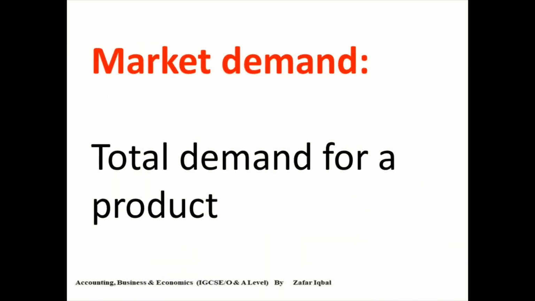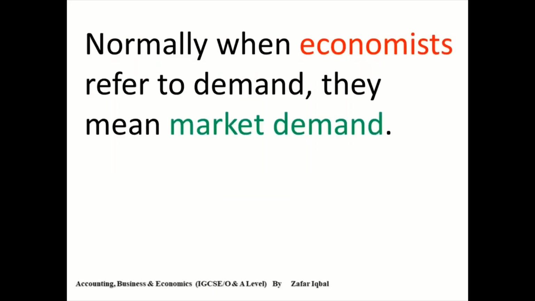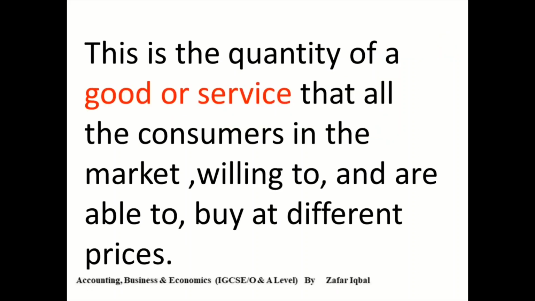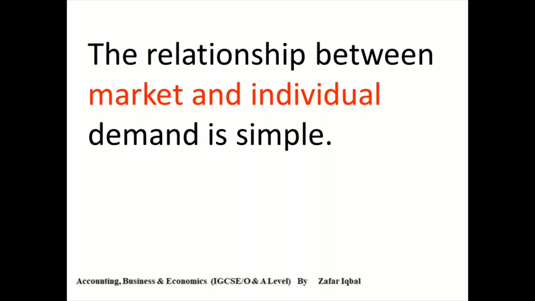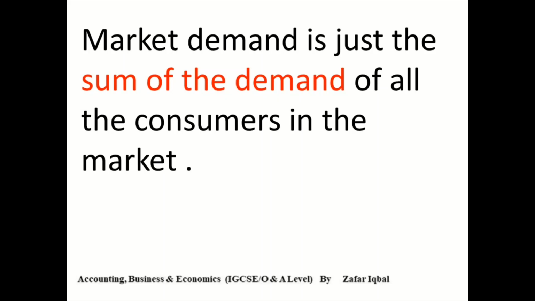Market demand is the total demand for a product. Normally, when economists refer to demand, they mean market demand. This is the quantity of a good or service that all the customers in the market are willing and able to buy at different prices. By contrast, individual demand is the quantity that a particular individual, such as yourself, would like to buy. The relationship between market demand and individual demand is simple. Market demand is just the sum of the demand of all the customers in the market.